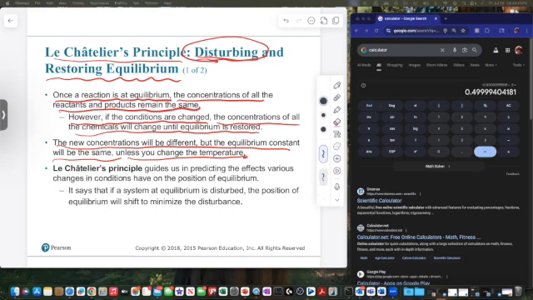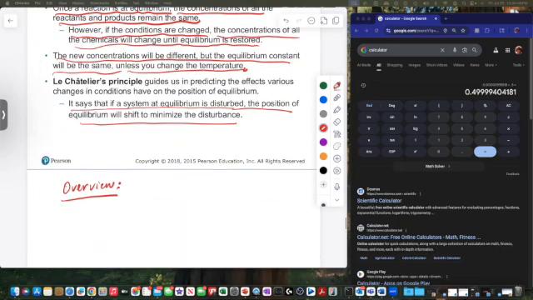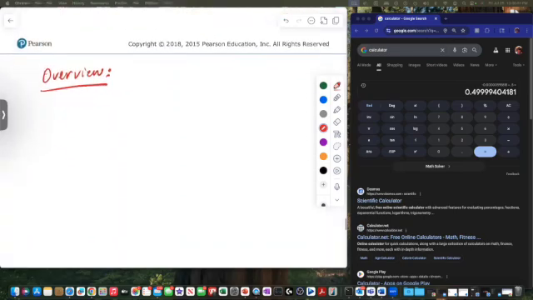Le Chatelier's principle guides us in predicting the effect various changes in conditions have on the position of the equilibrium. It says that if a system at equilibrium is disturbed, the position of the equilibrium will shift to minimize the disturbance. So for every move you have, the system has a counter move. Okay. And the counter move is trying to undo your move. Okay. So I wrote here overview.